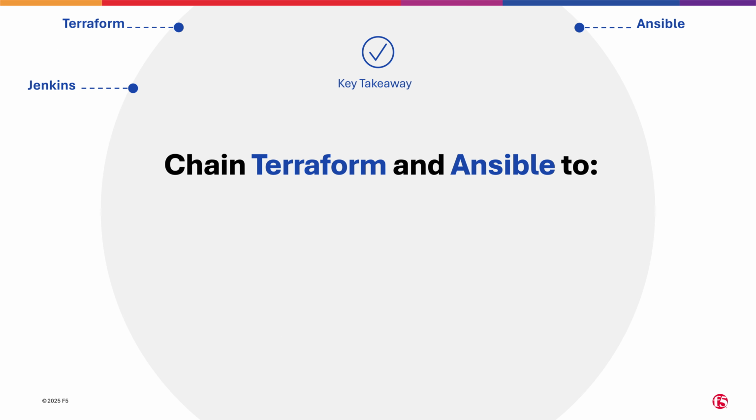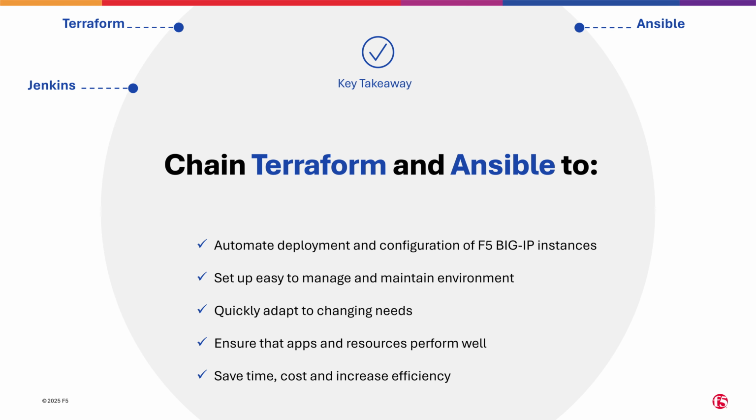In summary, using Terraform and Ansible together provides a powerful way to automate the deployment and configuration of F5 Big IP instances. With a few simple steps, you can set up a complete environment that is easy to manage and maintain. This approach allows companies to quickly adapt to changing needs and ensure that their applications and resources are always performing well. By using these tools, you can save time, cost, and increase efficiency in your infrastructure management.